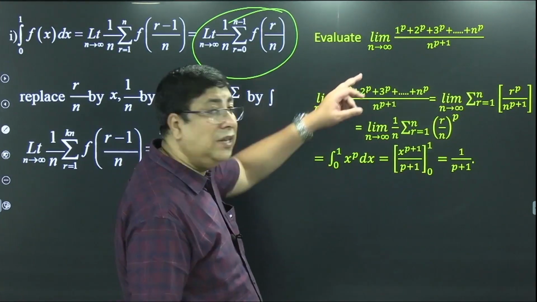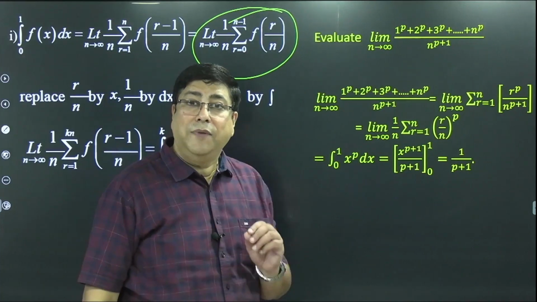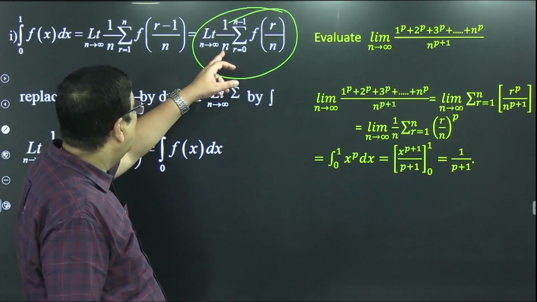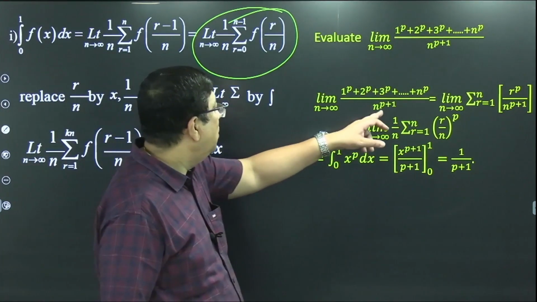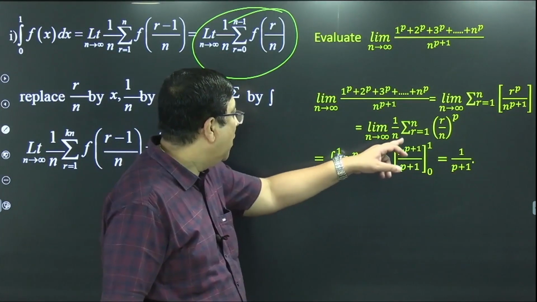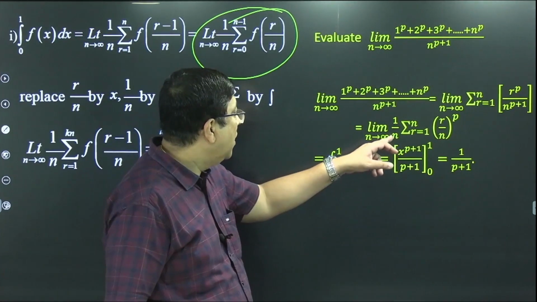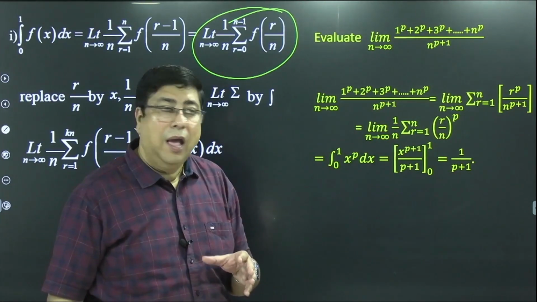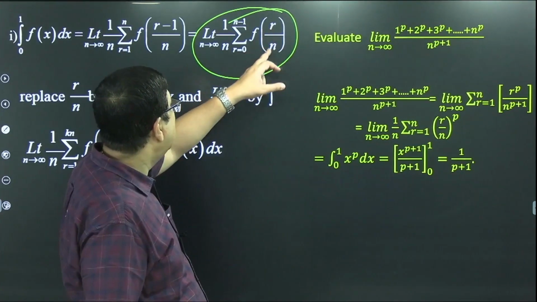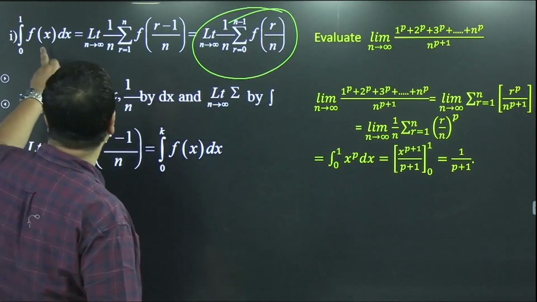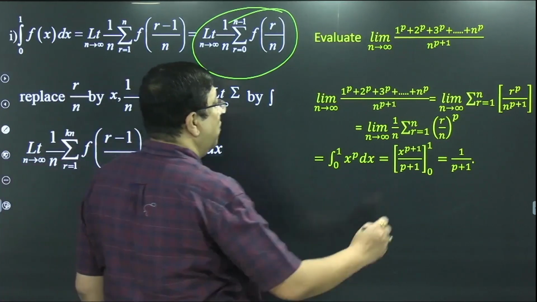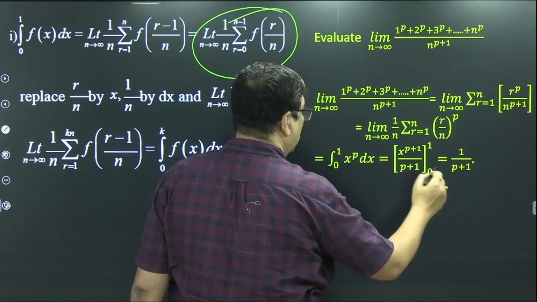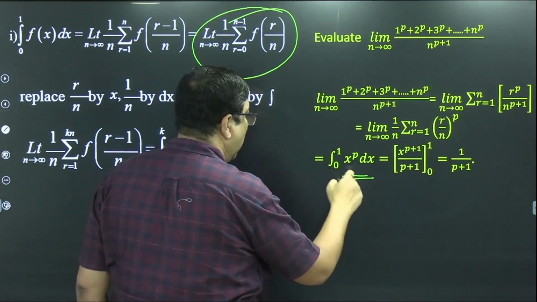First of all, what is the target? This particular type is very important. The target is we have to take 1 by n outside. So n to the power p plus 1, I have taken 1 by n outside. Then we have to search for r by n. And just see one thing, this is r by n, and this r by n is converted to x. Therefore, r by n means x. So the final answer is the integral from 0 to 1 of x to the power p.